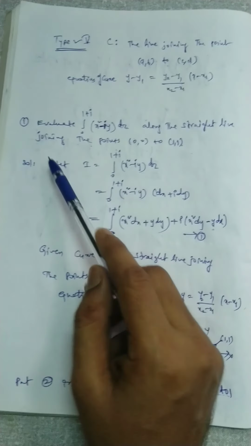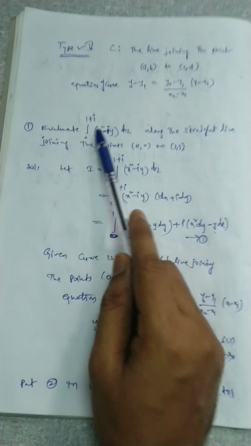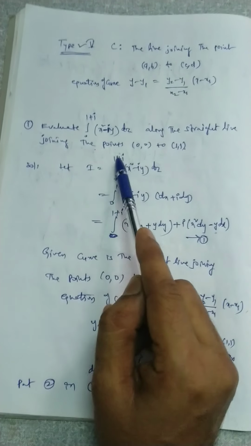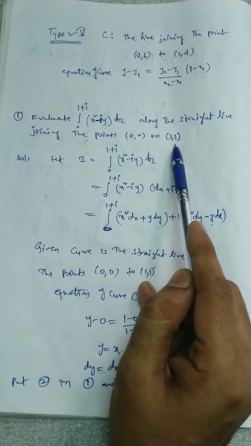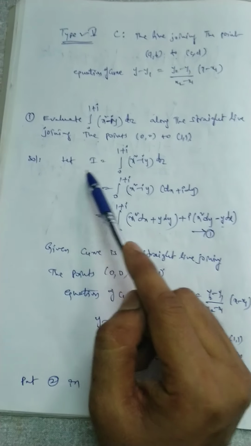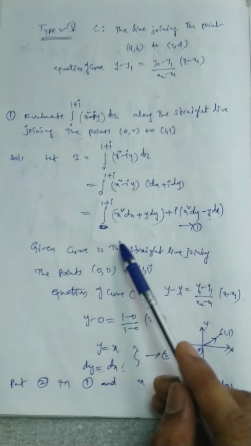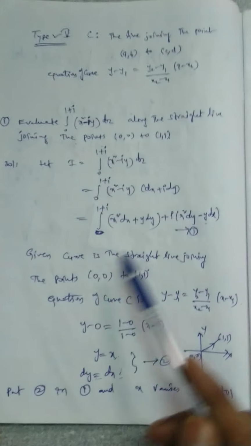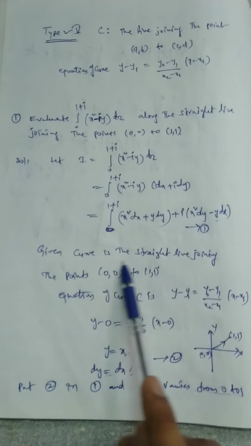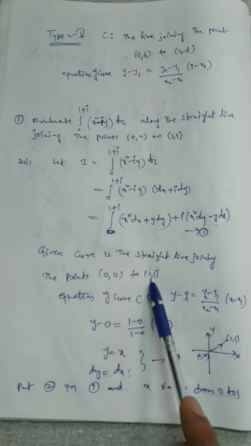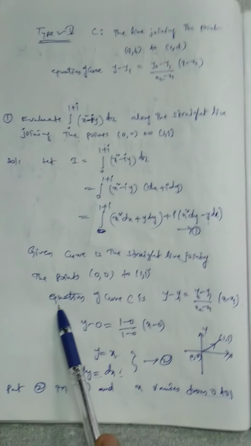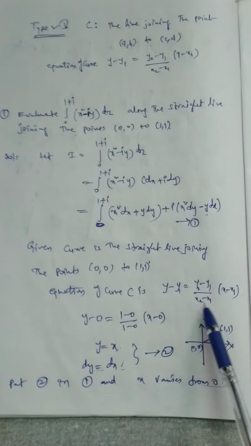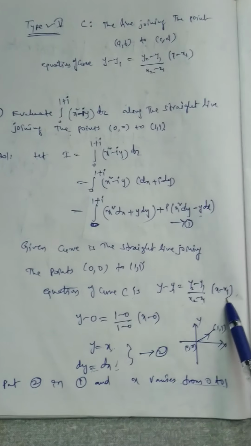So here I am taking one simple problem. Evaluate the integral from 0 to 1 plus i of x squared minus i dz along the straight line joining the points 0 comma 0 to 1 comma 1. As usual we first simplify the given integral I completely in terms of x and y with dx and dy. Now, the given curve is the straight line joining the points 0 comma 0 and 1 comma 1, so we need to calculate the equation of the curve C by the formula y minus y1 equals y2 minus y1 by x2 minus x1 times x minus x1.